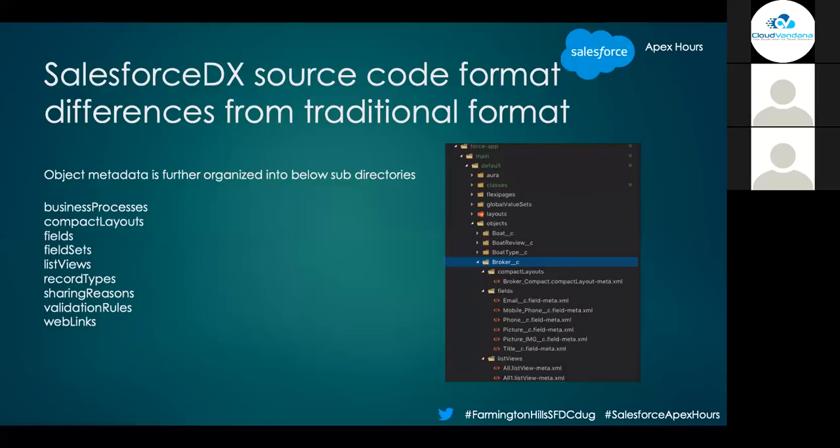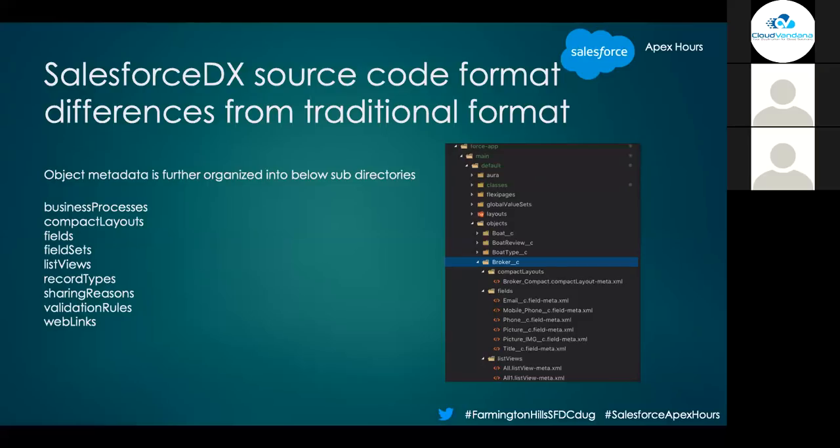For the time being, the major difference you will see in the source code format from the traditional one is that everything here is segregated, meaning it's not one XML packet anymore. It's syntax sugar on top of whatever we had. For example, in the metadata API format, which we're going to take a look at just now, object metadata will be a bunch of XML that doesn't segregate fields, compact layouts, field sets, list views, record types, and all. With the new source code format, everything is divided into its own subdirectory, which makes it easier to browse through.